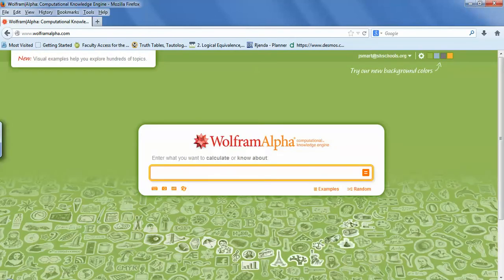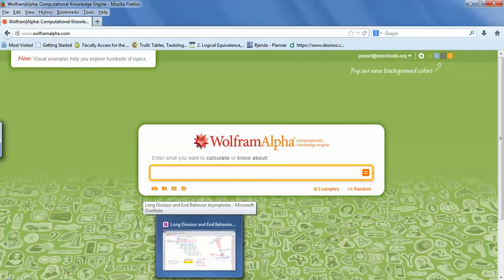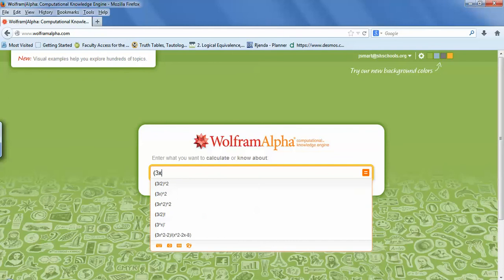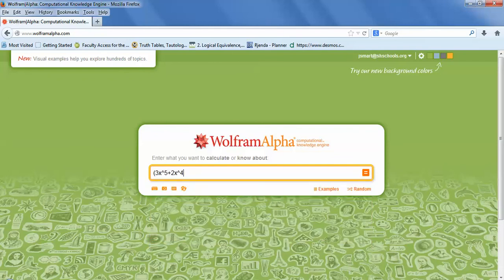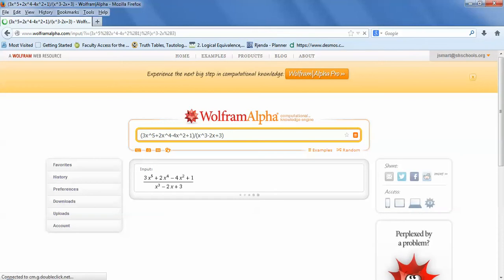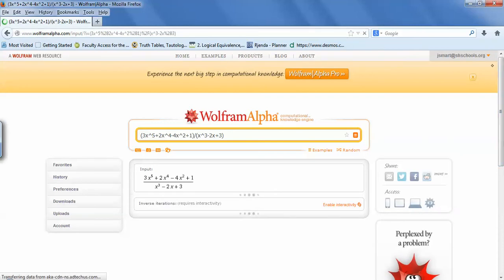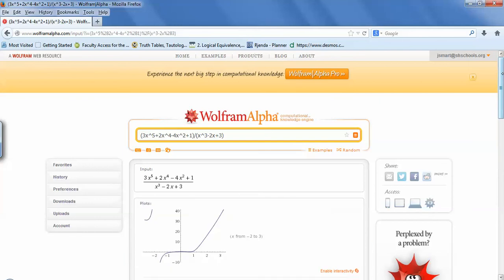And I'm going to type in the original problem. Now the original problem was to divide 3x to the 5th plus 2x to the 4th minus 4x squared plus 1 divided by x to the 3rd minus 2x plus 3. If I hit enter, Wolfram Alpha will actually calculate this stuff for you. It'll show you way more than you probably want for any one problem. And you just kind of have to piece through it.